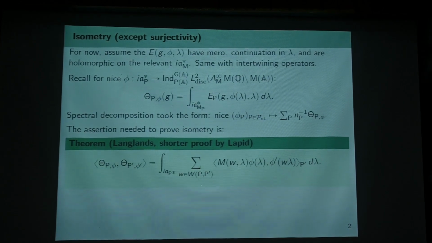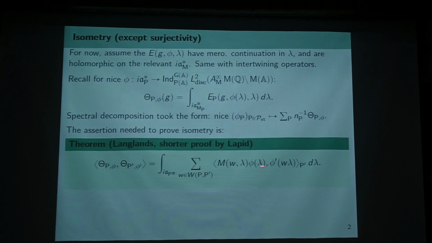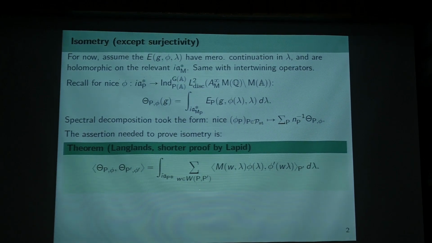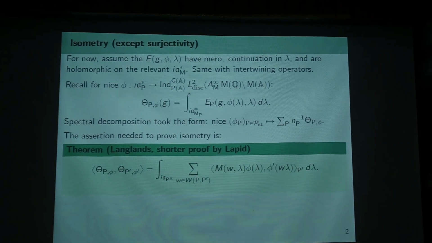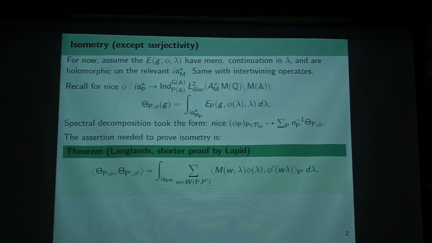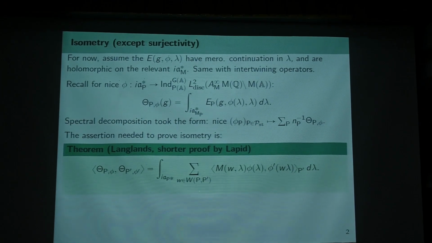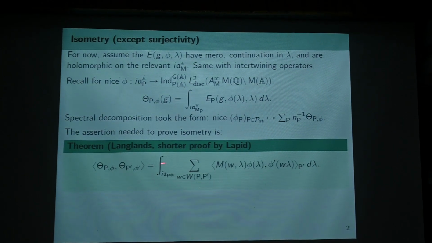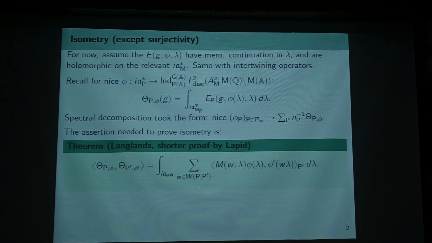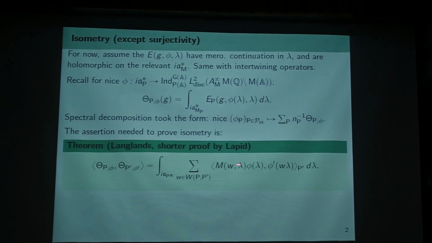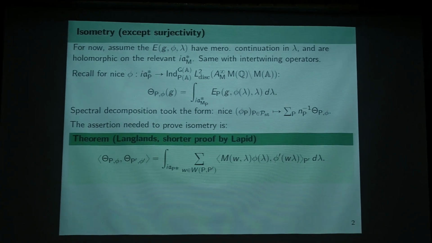So this is the statement. This is basically equivalent to the statement that the map in the spectral decomposition that I discussed yesterday was an isometry. So this is the main statement, and this is of course due to Langlands, but Lapid gave a shorter proof. Now, of course, I am not going to discuss a proof of this, but I'll discuss some ideas of what goes into Lapid's proof.